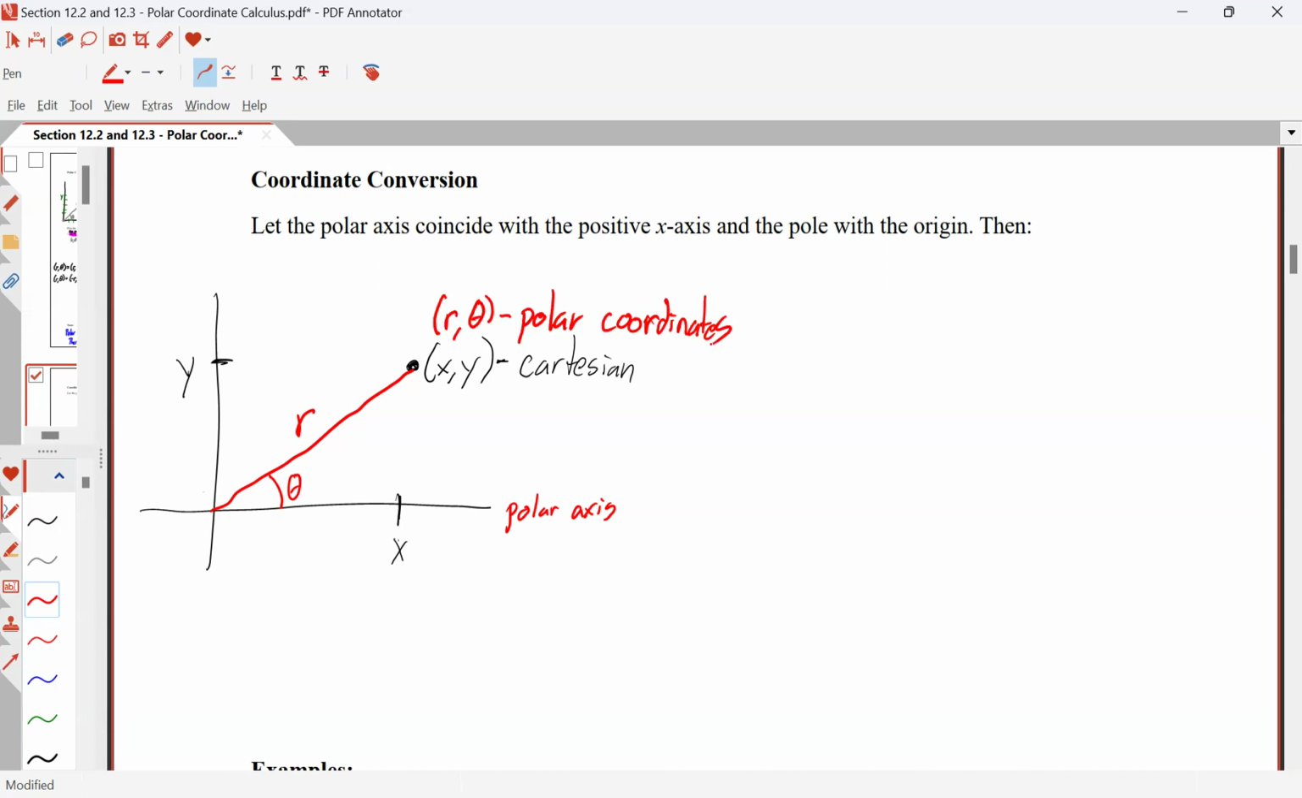And since they're talking about the same point, we want to see if there's a way to switch back and forth. And there is. The first thing to note is the fact we have a right triangle here drawn out, where one leg of the triangle is x and one leg of the triangle is y. And the Pythagorean theorem tells us x squared plus y squared is equal to r squared.